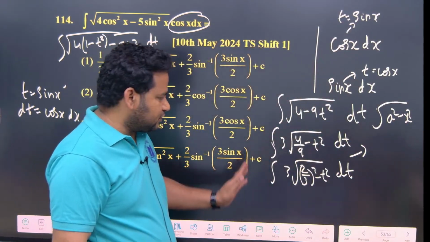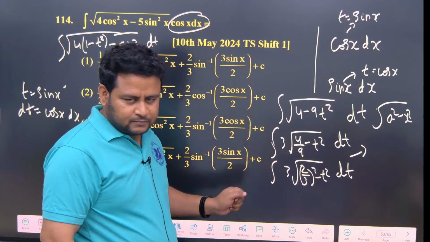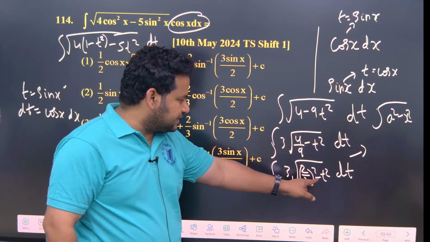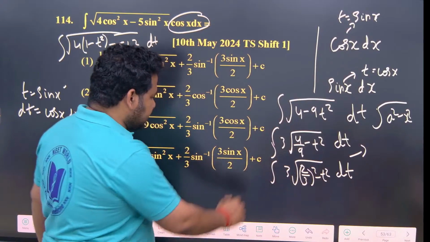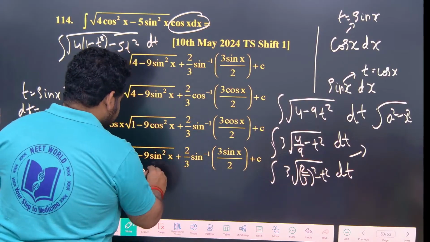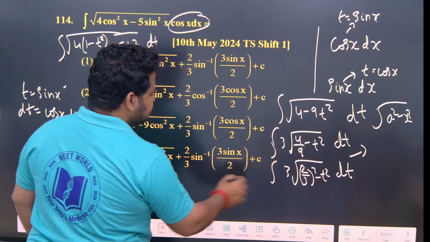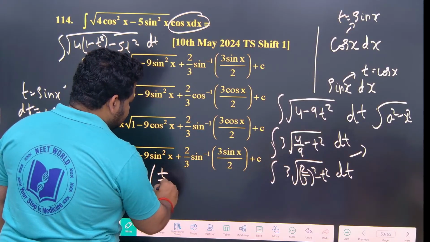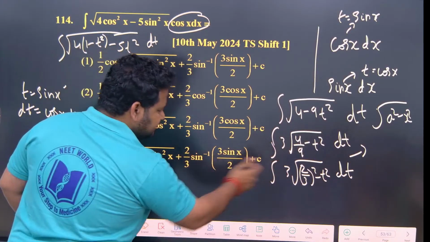What did I tell you? First we should write x by 2, correct? Here x is t. So this answer will be, let me write 3 outside, 3 into t by 2 into whatever is there, the same thing I should write.